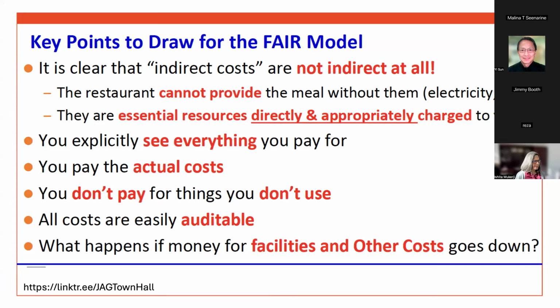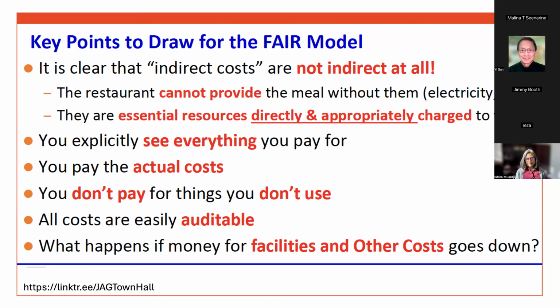So, okay, just some other key points of the model. It's clear that indirect costs are not really indirect at all. They're real costs that need to be paid for. So in the restaurant analogy, you can't have your meal without having electricity and the staff to provide it. So these are essential costs, essential resources.